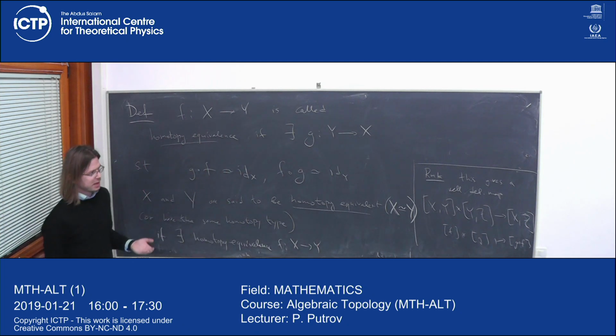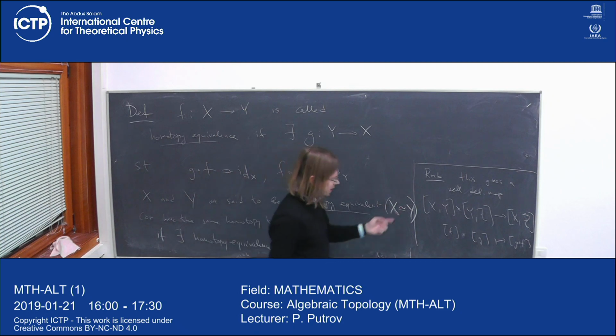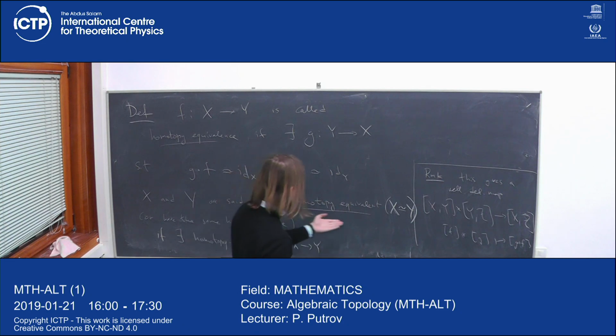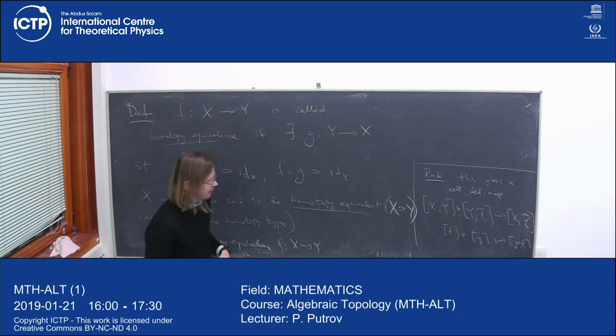So before this sign there was an equivalence relation between functions. We had two fixed spaces, and there was a homotopy equivalence relation between functions of the spaces. Here we're considering a homotopy equivalence between the topological spaces themselves.